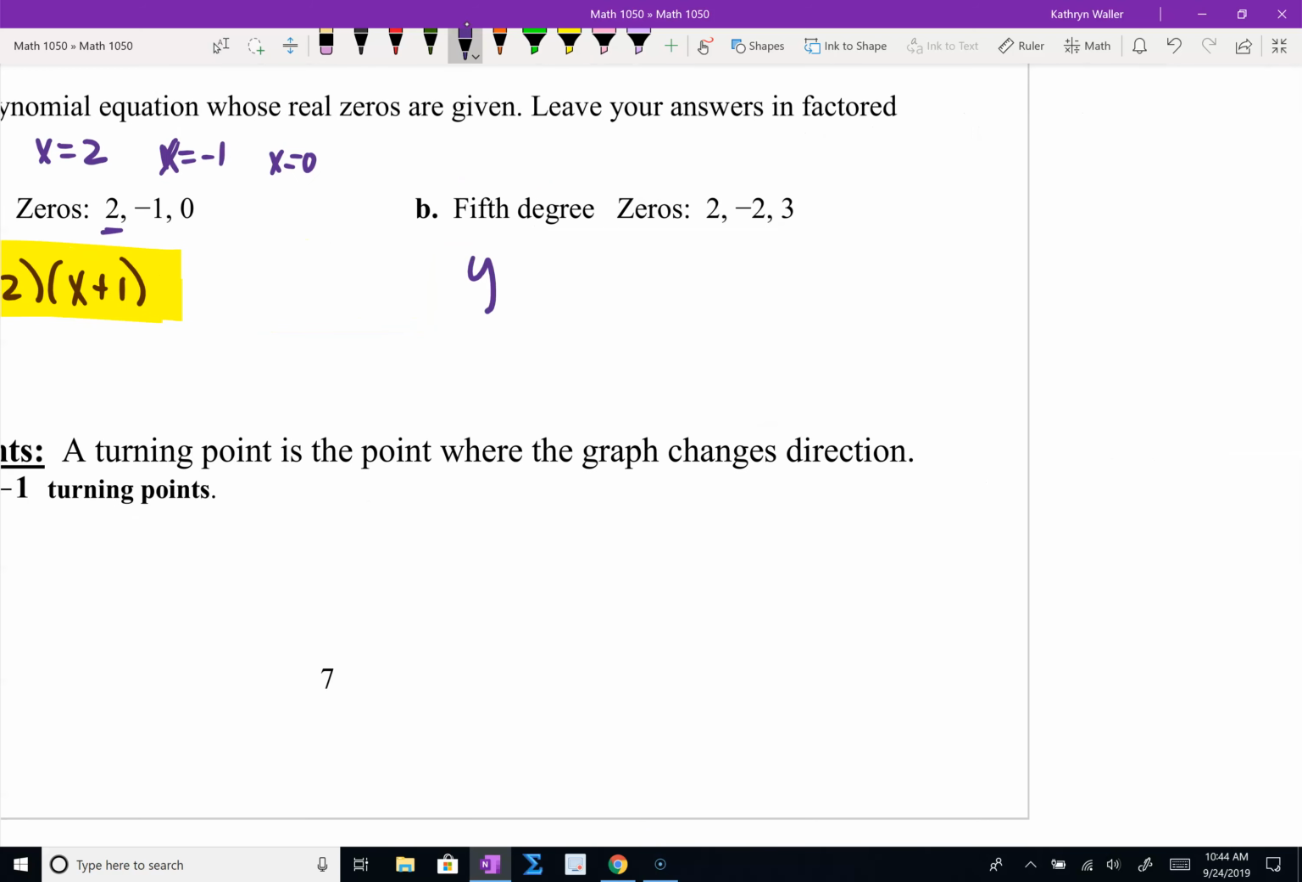Everybody go y equals. The +2 gives me a -2. The -2 gives me a +2. The 3 gives me an x minus 3. Am I done? No. What degree is that? 3. And what do I need? 5, right? So how many am I missing? 2 more degrees. So I could make a couple of them 2s, or I could make just that guy a 3, or any of them a 3, as long as you add up to 5. That's all that matters. Okay?